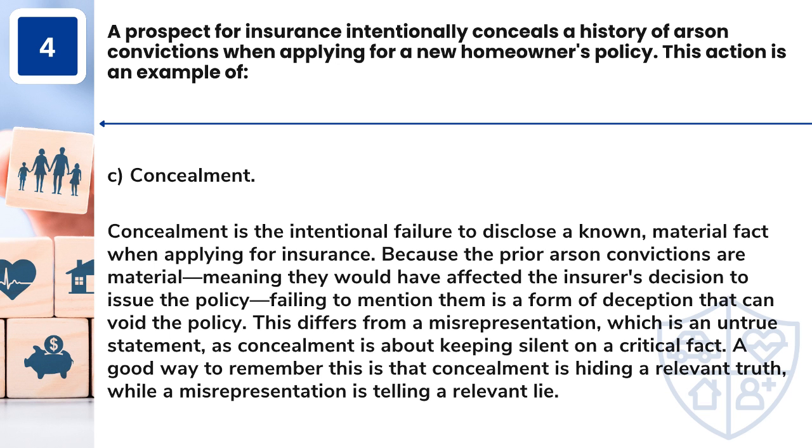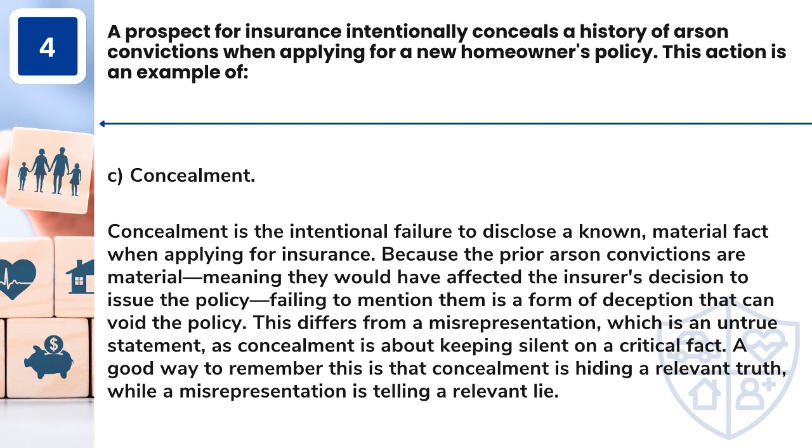Answer: C. Concealment. Concealment is the intentional failure to disclose a known, material fact when applying for insurance. Because the prior arson convictions are material, meaning they would have affected the insurer's decision to issue the policy, failing to mention them is a form of deception that can void the policy. This differs from a misrepresentation, which is an untrue statement, as concealment is about keeping silent on a critical fact. A good way to remember this is that concealment is hiding a relevant truth, while a misrepresentation is telling a relevant lie.